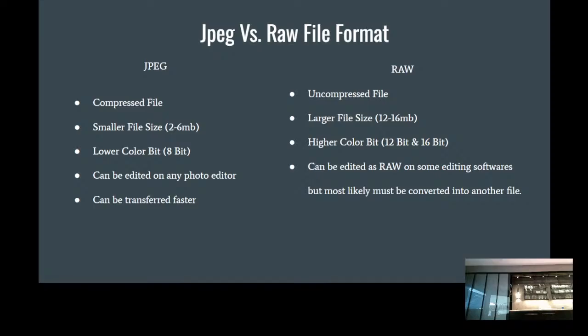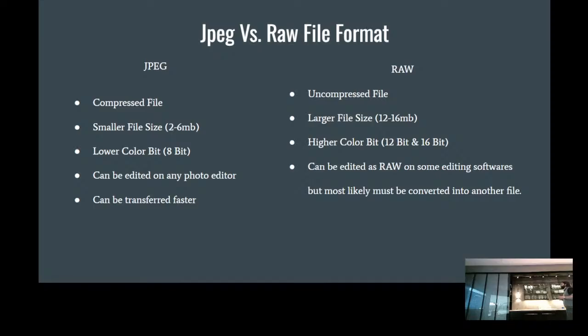However, if we go to RAW, they're uncompressed, meaning they're large, very large. The smallest size for a RAW is 12 to 16 megabytes. I shoot with a 61 megapixel camera. Mine gets all the way up to about 100 to 200 megabytes depending on the image.